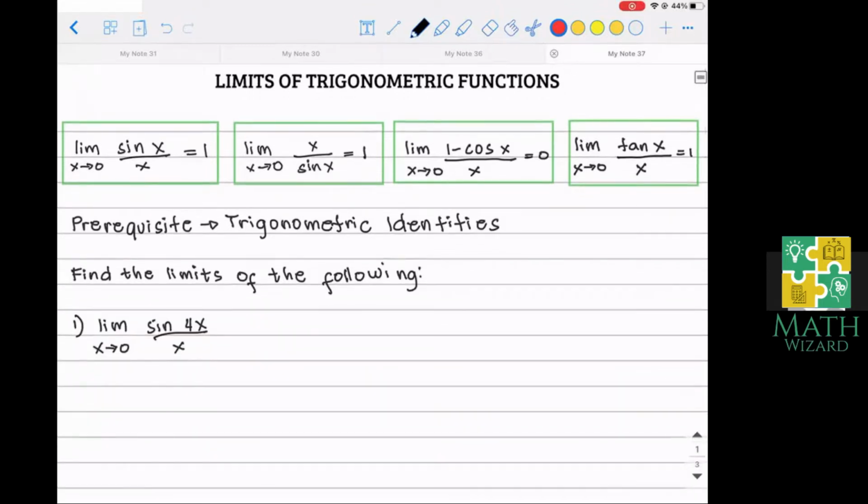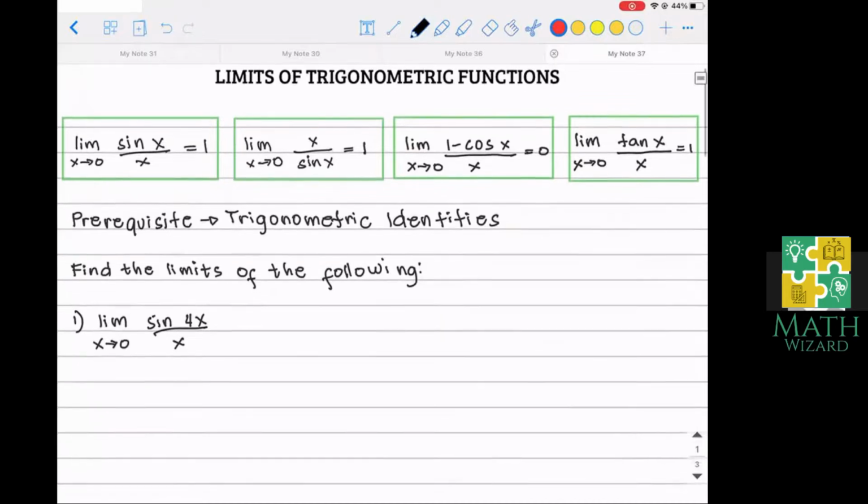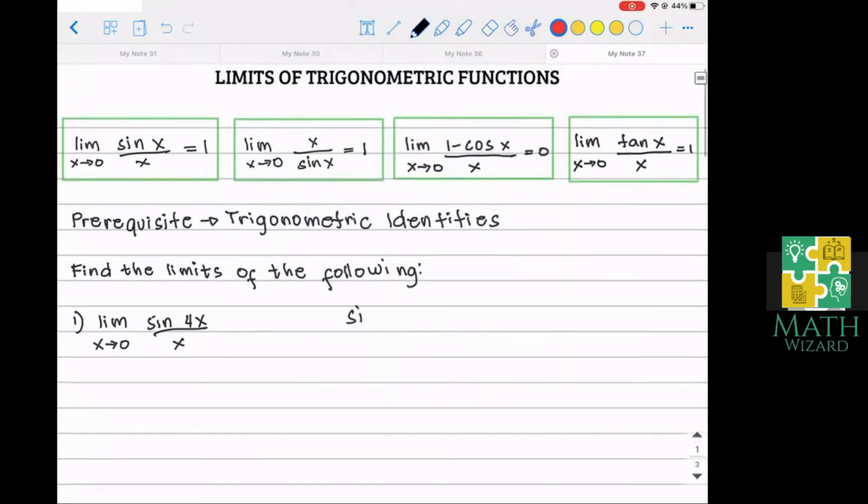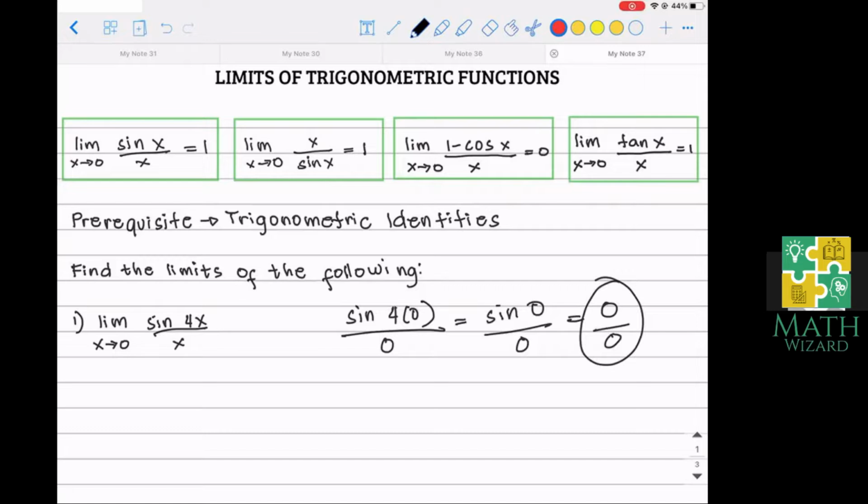Okay, so let's have our first example. The limit of sine 4x over x as x approaches 0. Now, how are we going to find the limit of this trigonometric function? Mapapansin natin, if we substitute directly yung 0, the answer would be undefined. So, try natin dito lang ha. If we substitute 0, it becomes sine 0 over 0, or 0 over 0. So indeterminate or undefined. So ang gagawin natin, since we cannot directly substitute 0 kasi magiging undefined yung sagot natin, we are going to apply the formula.